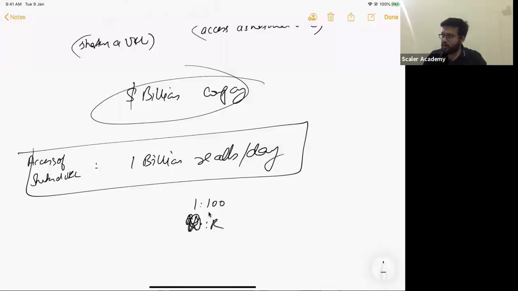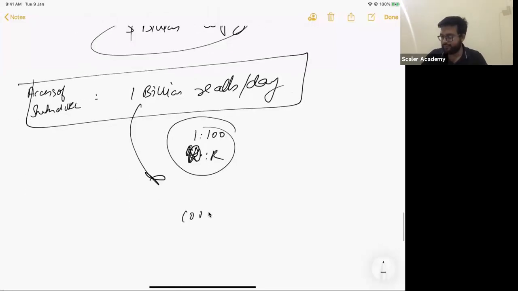So I would assume that it's a 1-to-100 write to read ratio. Anybody else with a different estimate? Cool. Now, if you have 1 billion reads per day and your write to read ratio is 1:100, then the number of writes would be, folks, 10 million.